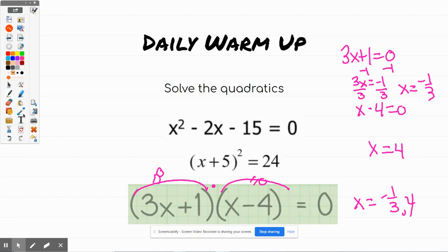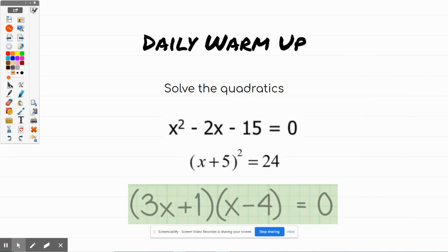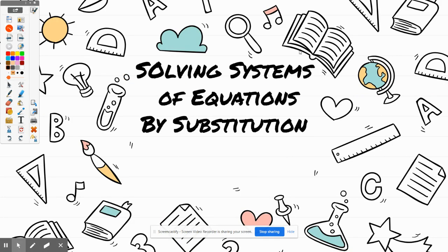So we got two answers on all those quadratics. We solved by factoring this one, and this one was, they call it the square root method. So we said get x by itself, and the last one we also solved by factoring. So we're going to solve systems by substitution today. This should be kind of a review for you, but we're going to go back in time and talk about our other methods first.